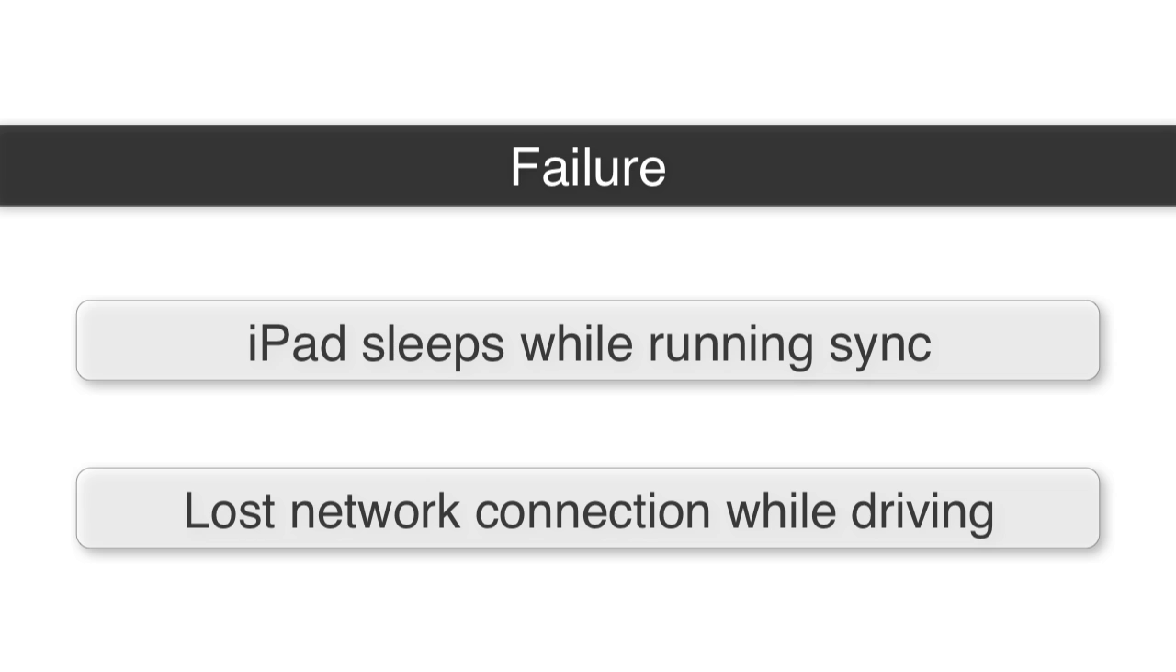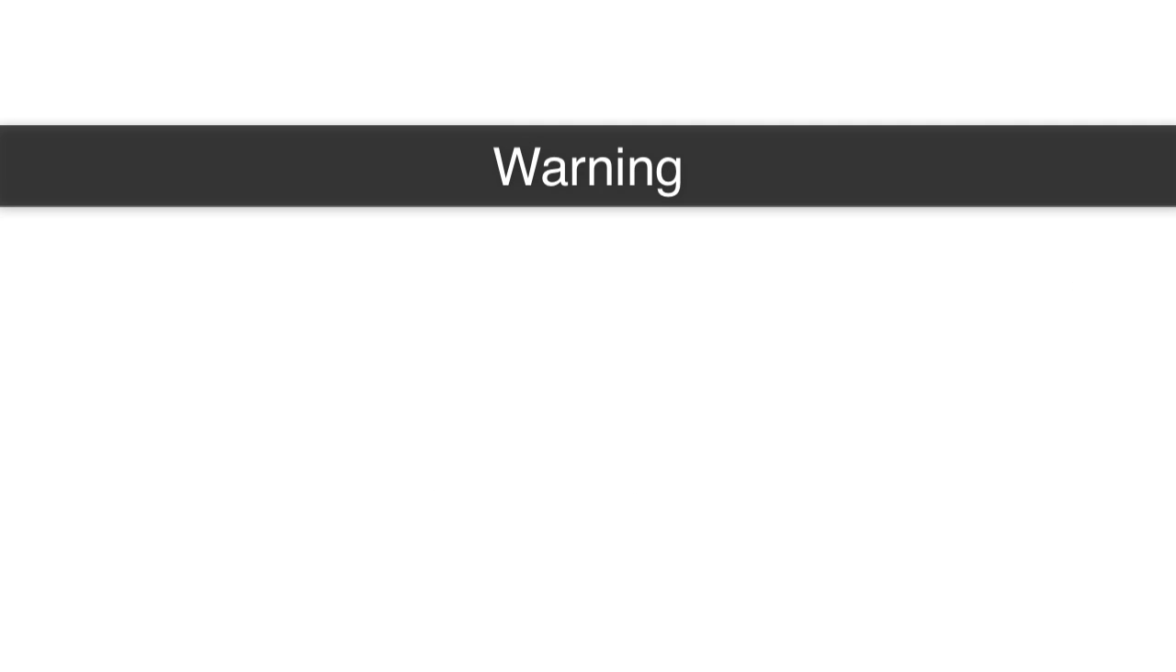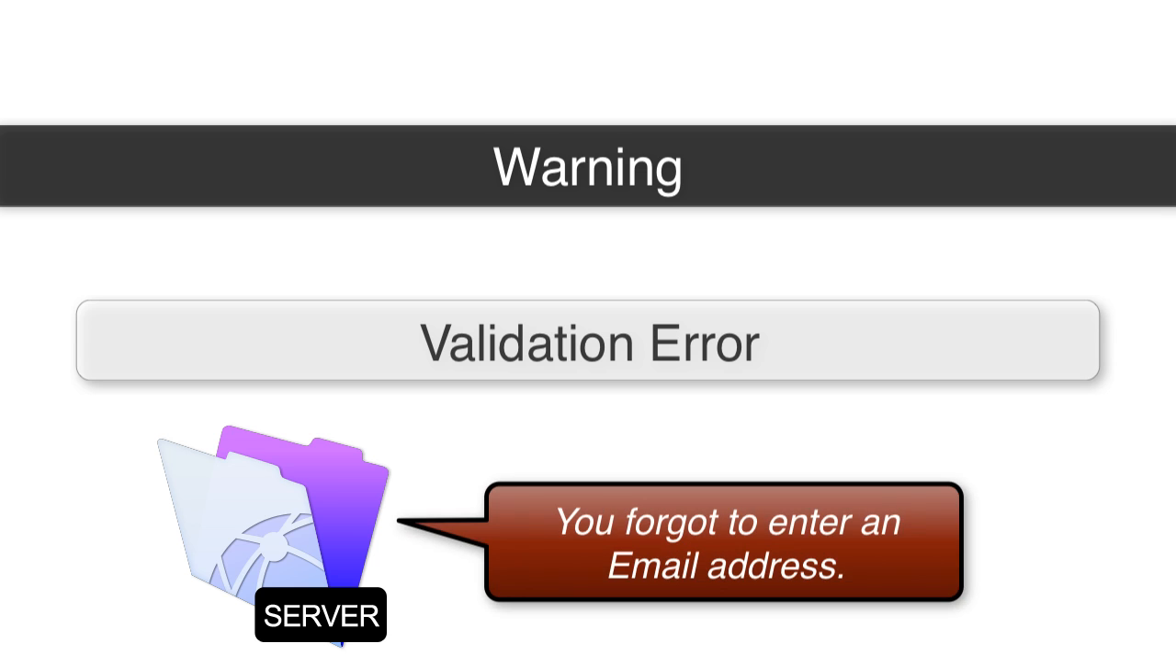Because every time you get a conflict, I don't want to... An example of a warning might be, say, a validation error. You've entered somebody, you forgot to put in their email address, you sync it up to the server, and the server kicks it back with a validation saying this field is required. That would be a failure, but it would be a warning.